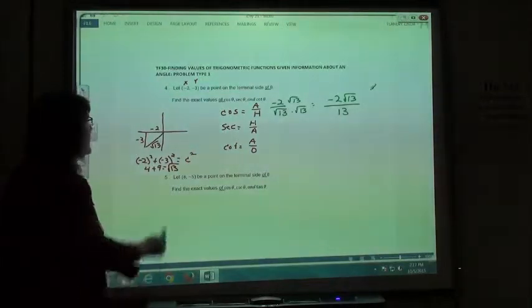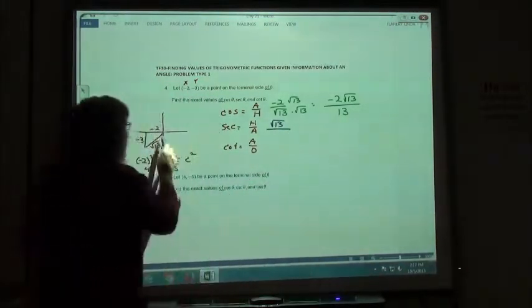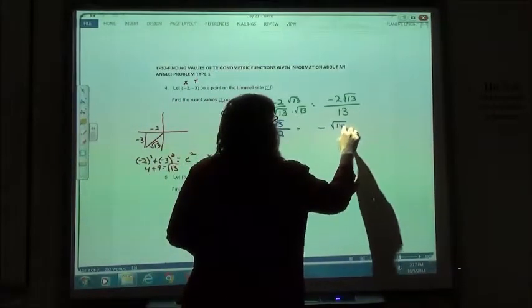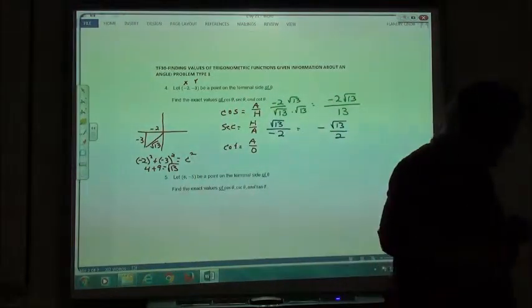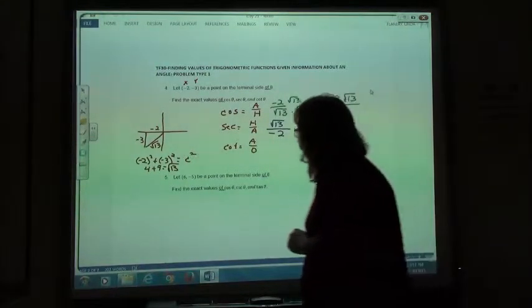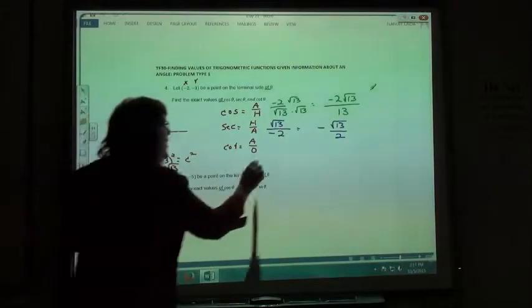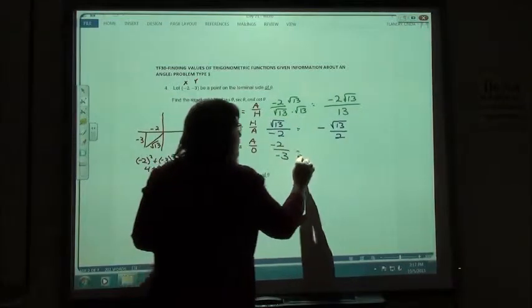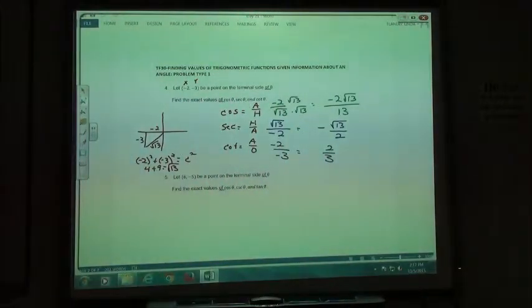Secant. Secant is the hypotenuse, which is the square root of 13, over the adjacent, which is -2. Of course, we want the negative out in front, so negative square root of 13 over 2 is going to end up being our answer. And cotangent, the adjacent side, which is -2, over the opposite side, which is -3. Negative over a negative gives me positive, so 2/3 would be my solution.